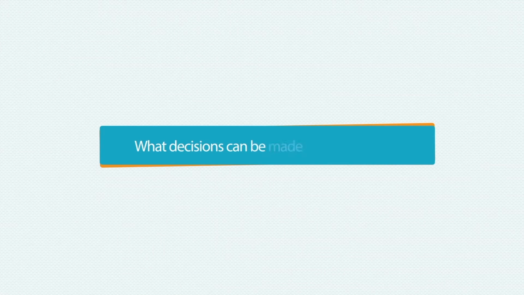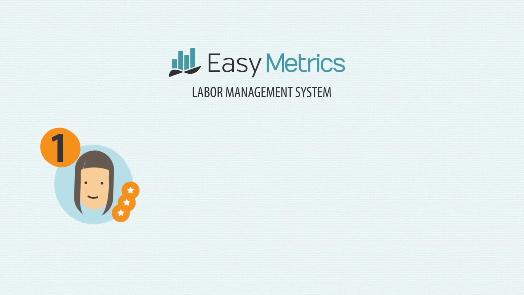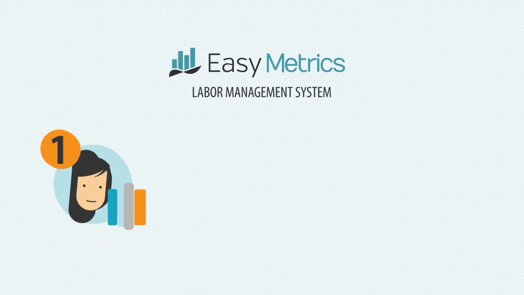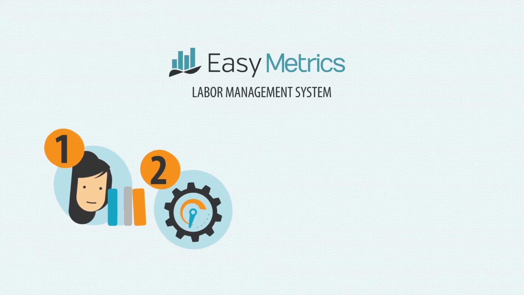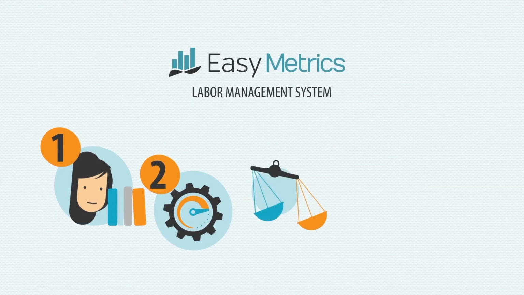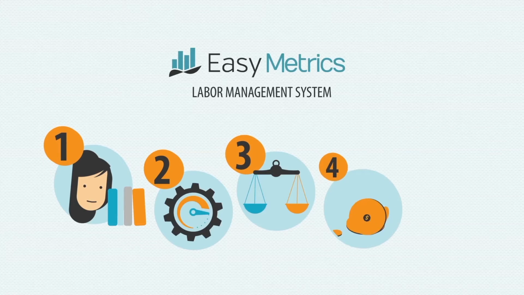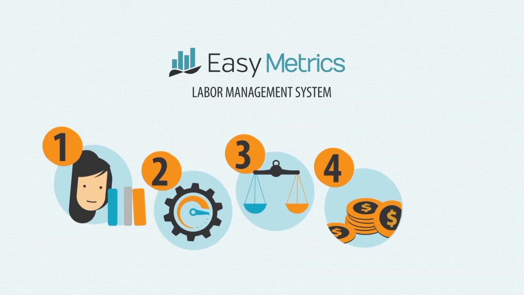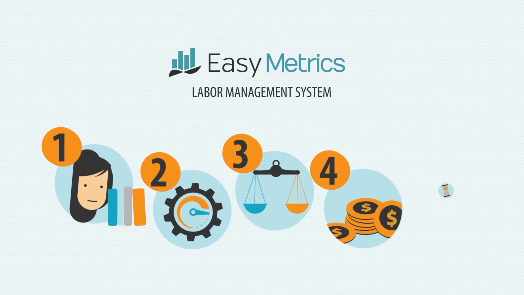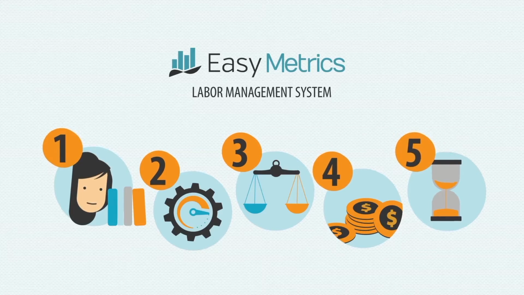What decisions can be made using an LMS? A labor management system can tell you: 1. Which employees to promote or reward, and which might need training or counseling. 2. Which processes need improvement because they are inefficient or many employees are struggling with it. 3. Staffing levels needed for work forecast, so you have just the right amount of staff for the job. 4. Which customers are making or losing you money on labor. 5. How much time and money is being spent on each indirect or non-value-add process.